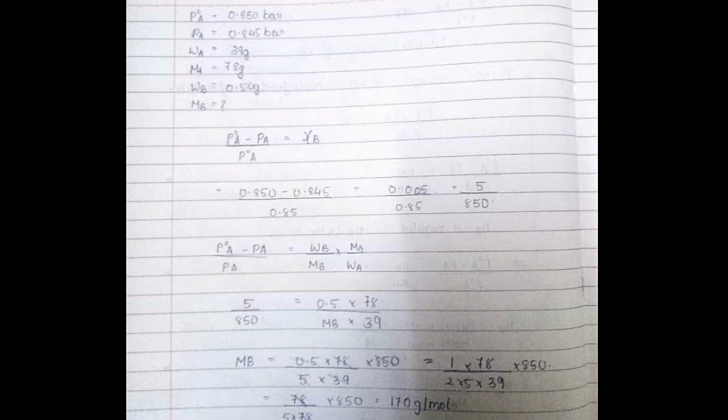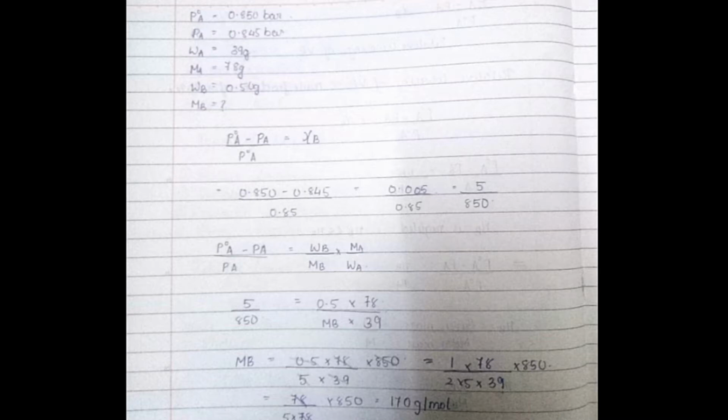So first we'll write down what all are given in the question. P0A is equal to 0.850 bar. PA is equal to 0.845 bar. WA is equal to 39 grams. MA is equal to 78 grams. WB is equal to 0.5 grams. So our equation is (P0A minus PA) divided by P0A is equal to chi B. That is equal to what? (0.850 minus 0.845) divided by 0.85. That is equal to 5 divided by 850.